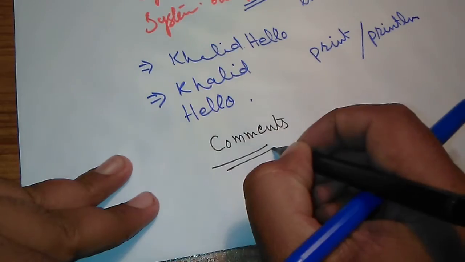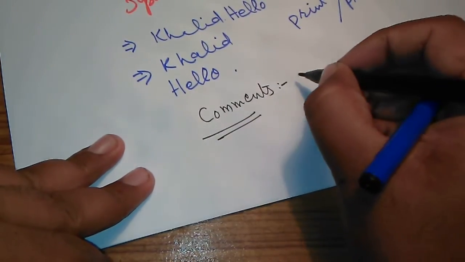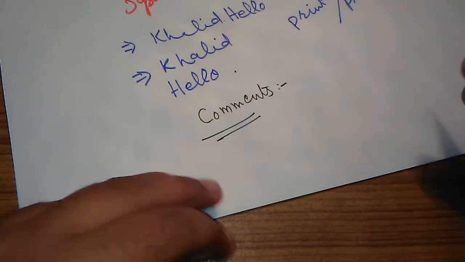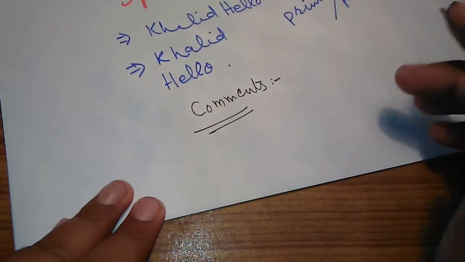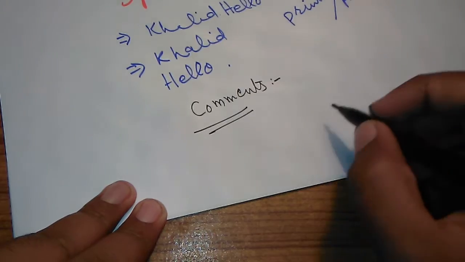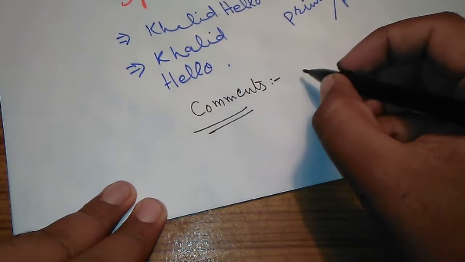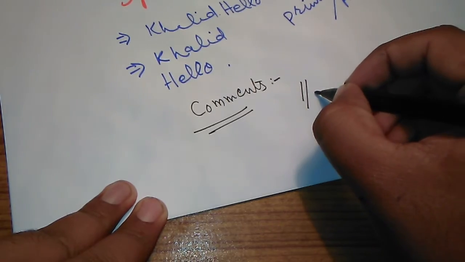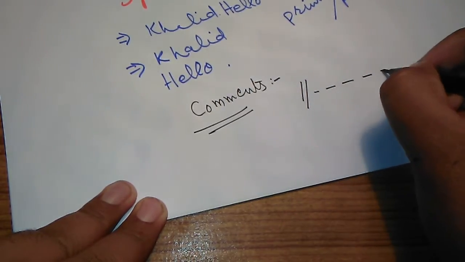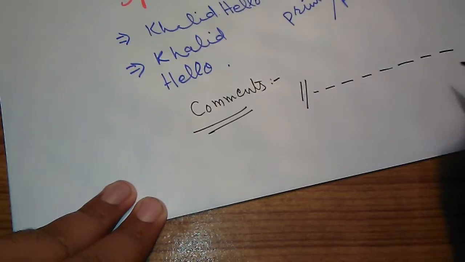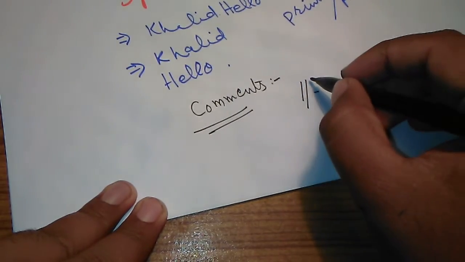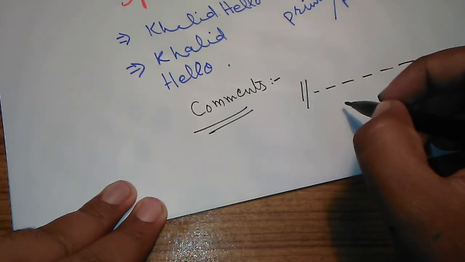Comments in programming. Programmers always use comments in programming for remembering things. For example, we can write any line starting with two slashes, and this will not be included in the program. This will be for our remembrance of something.